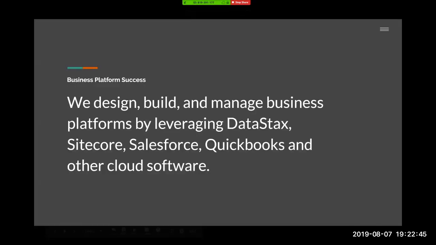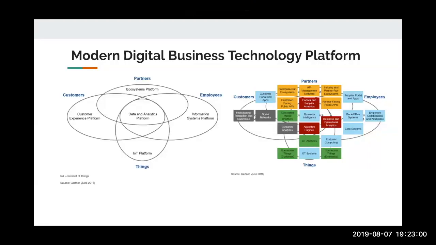So our company, we design, build, and manage business platforms, leveraging data analytics tools like DataStax, customer experience platforms like Sitecore, info systems like QuickBooks and Salesforce, and other cloud software. You'll see in a minute what a business platform is. A business platform is a collection of platforms, actually, categorized in 5 areas: data and analytics platforms, ecosystems platforms, info system platforms, IoT platforms, and a customer experience platform. In those areas, there are other software components that make up those platforms. And these systems are tied together with data and analytics. We focus on the real-time data and analytics platforms.